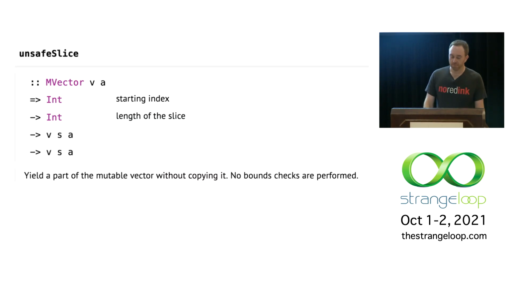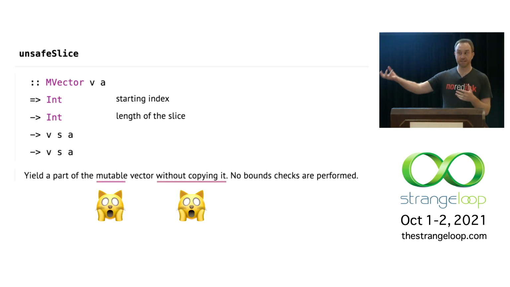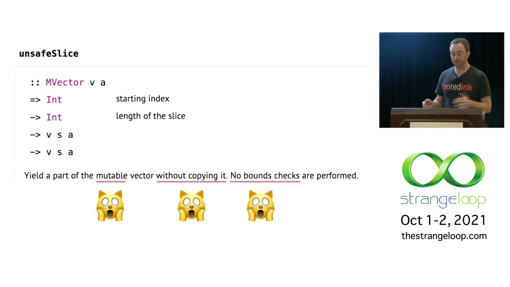Everything's fine. So here's the docs for unsafe slice. It says yield a part of the mutable vector without copying it, meaning if somebody else mutates it, it's going to mutate my copy, so referential transparency is now gone. No bounds checks are performed, so we're actually now less safe than something like Rust. We're in C and C++ territory where we might get segmentation faults. If we try to read off the end of the array, we might get garbage memory, security problems. This function's all kinds of unsafe, so it's a good thing that they put unsafe in the title. I appreciate that. So this is kind of cheating. It's super cheating. We're just not doing functional programming anymore.